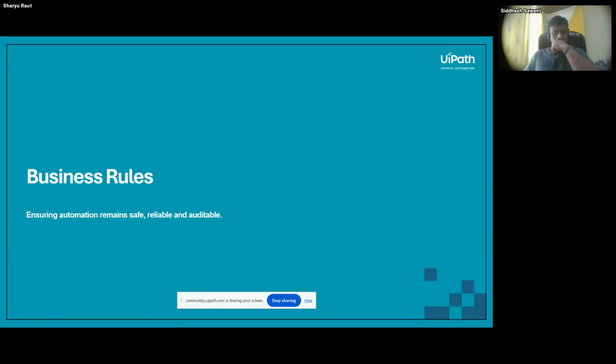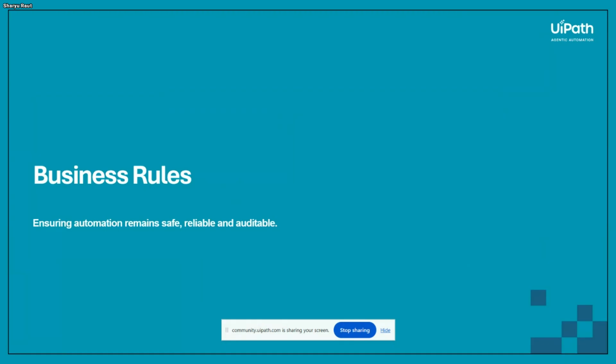So what we are going to do today is understand UiPath's latest feature, that is business rule from Orchestrator, and see how it simplifies the automation solutions and helps us to maintain them easily.